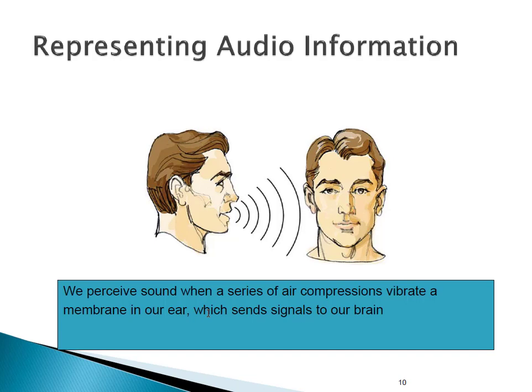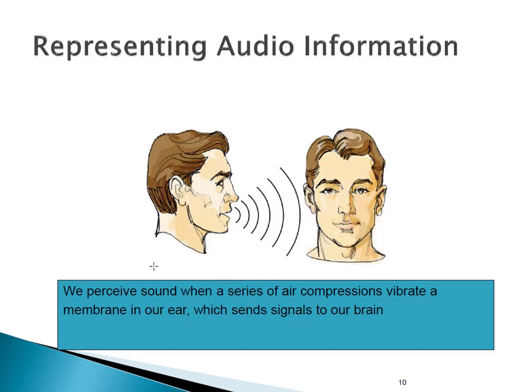You might already know this. The vibration of this membrane sends a signal to the brain, which is interpreted in the brain as sound. And based on how much the vibration occurred in the membrane of the ear due to the air compressions, we then have different kinds of modulations, different kinds of frequencies, different kinds of sounds.